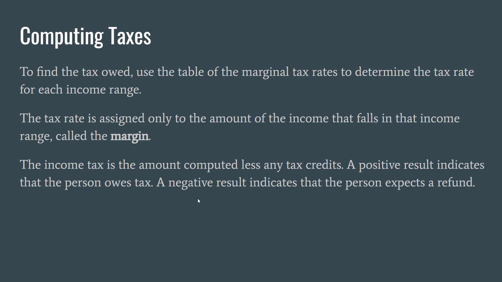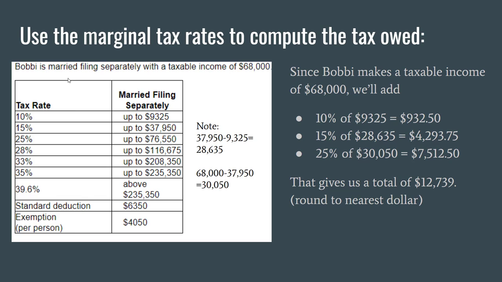So we're going to look at a few problems. You will see a table, something like this. In this problem, we're dealing with Bobby, and just this piece right here I want you to focus on. Bobby is married, filing separately, so they already gave us the particular table for that designation. You would have lots of tables and you'd have to look up that column, but we already have that here. And Bobby has a taxable income of $68,000.